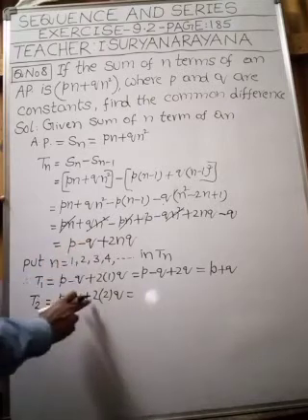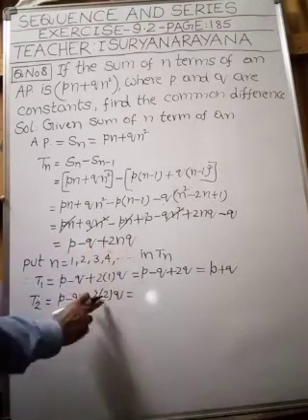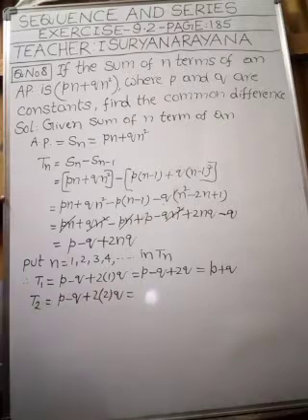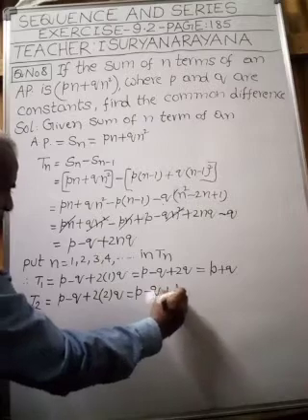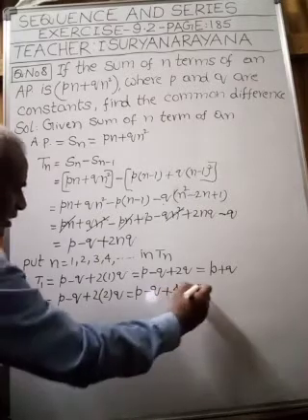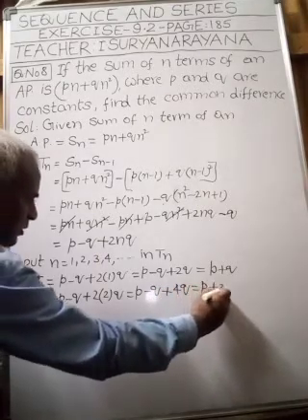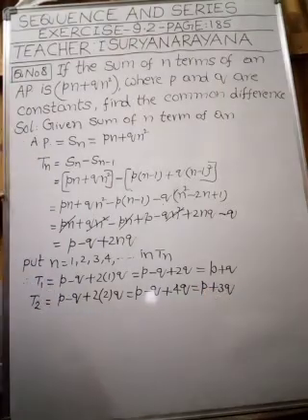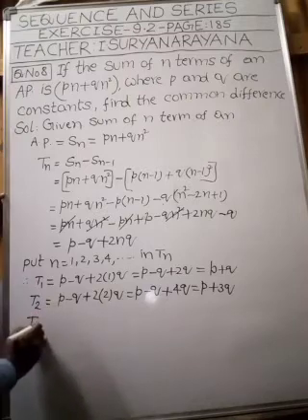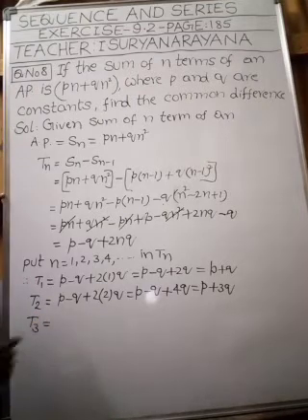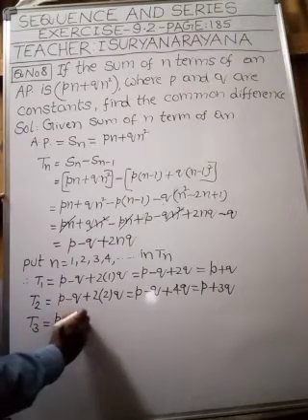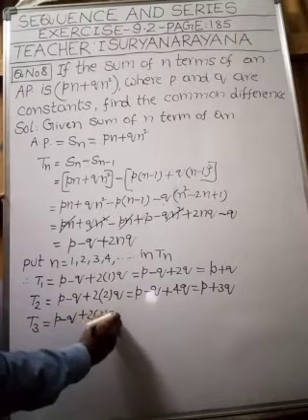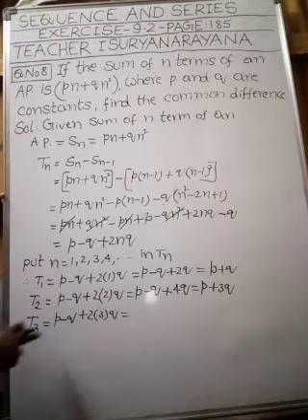P minus Q plus 2 into n, and here n is 2. So 2 into 2 into Q. Okay, my children, let us simplify these terms. P minus Q plus 4Q. Then what will you get after simplification? P plus 3Q. Understood this point, my children? Understood this step? T3. Then what will you get? P minus Q plus 2 into 3 into Q. Understood this step, my children?